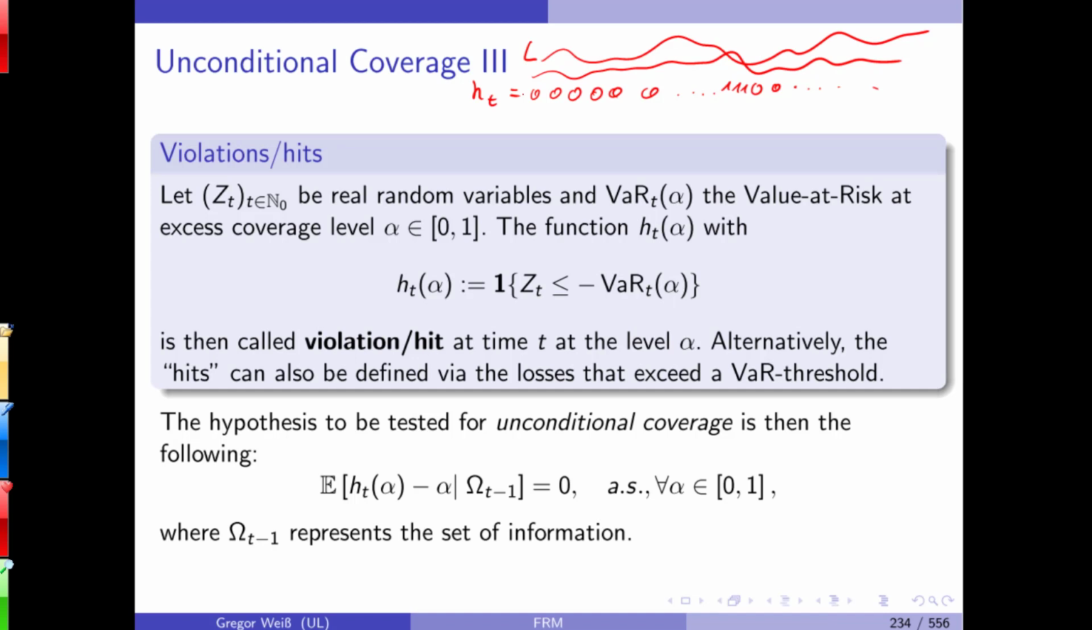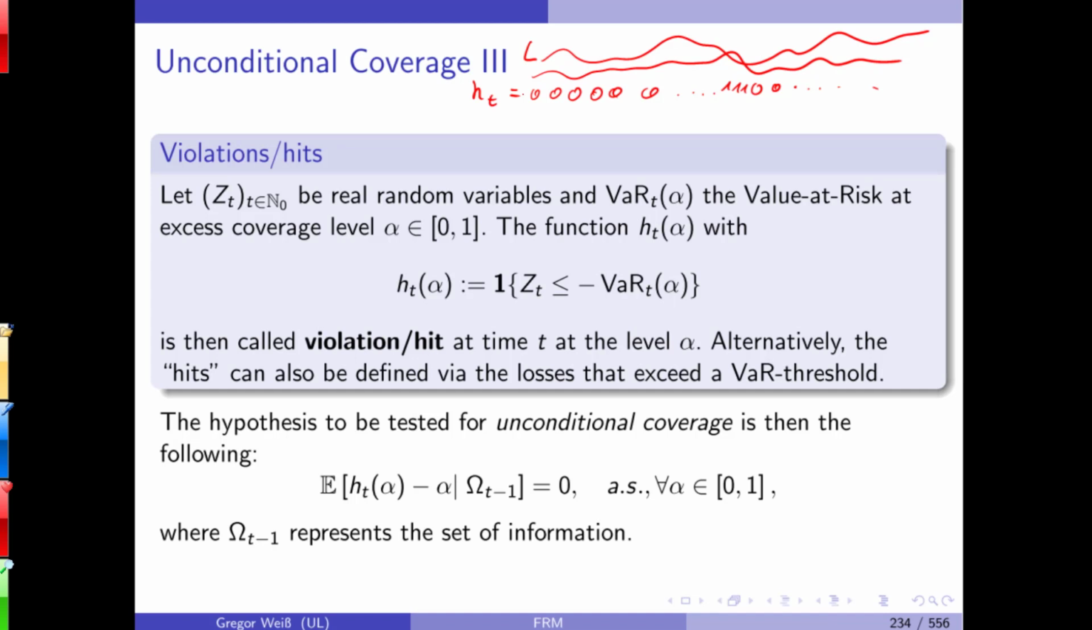Alternatively, the hits can also be defined by the losses. In this case, we have profits and losses. It's just a matter of definition and a matter of sign. Now, you test the hypothesis of unconditional coverage, meaning that the expected value of h_t minus alpha is 0. Why is that? It's a very simple statistical significance test. h_t is supposed to be what? It's a sequence of ones and zeros.